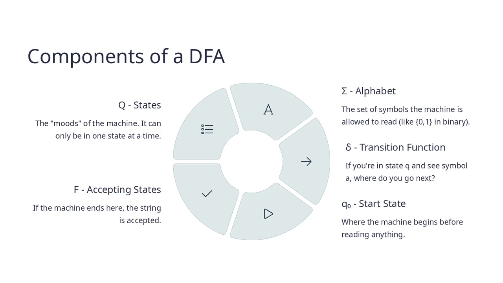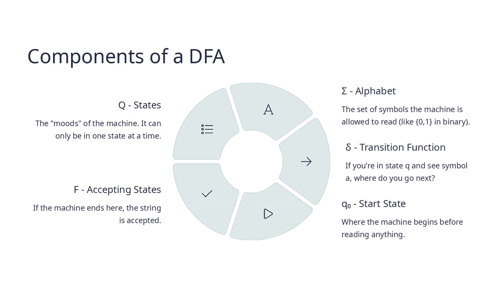This is part of automata theory, a key area in formal languages and computation. Components of a DFA. Let's now learn the formal definition. A DFA is a 5-tuple. Yes, that's a fancy math word for a list of 5 things. DFA equals (Q, Σ, δ, q0, F). Let's decode each of those. Q, a finite set of states. These are like the moods of the machine. It can only be in one state at a time.